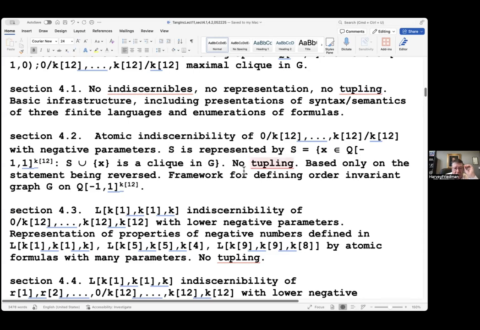Okay. So there's no tupling at all just from the statement, and based only on the statement reversed, framework for defining order invariant graphs. So this section 4.2, which we're going to cover today, has some indiscernibility and some representation.